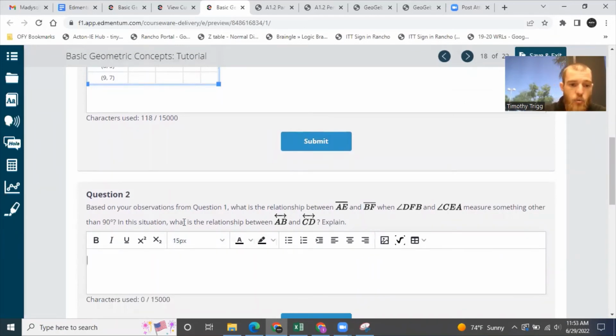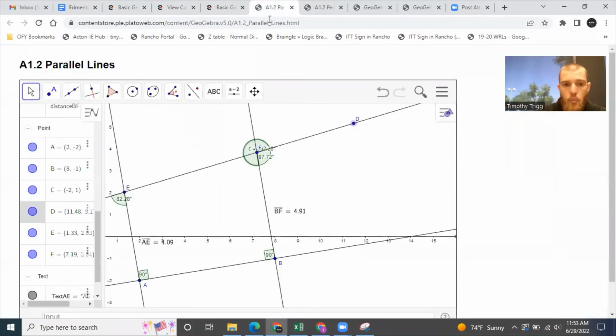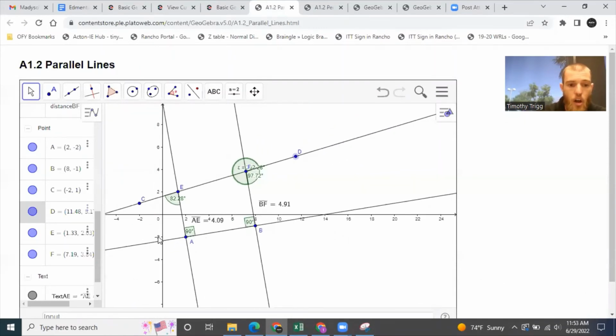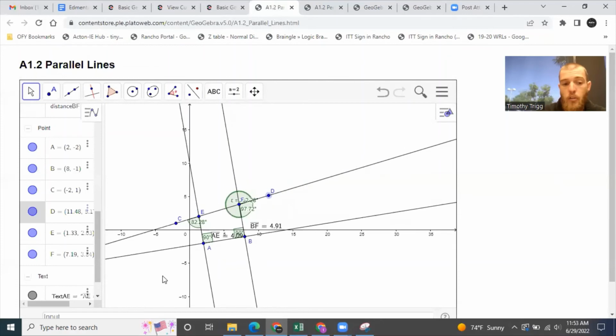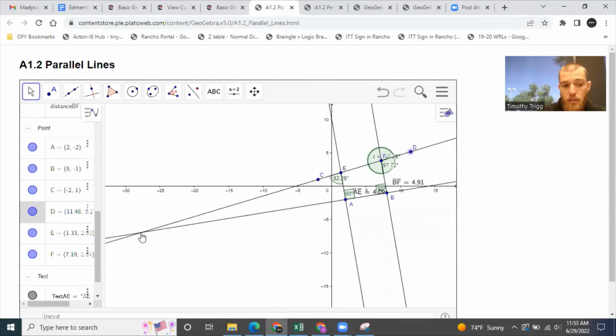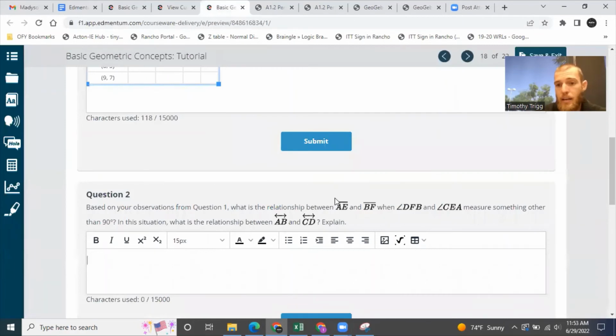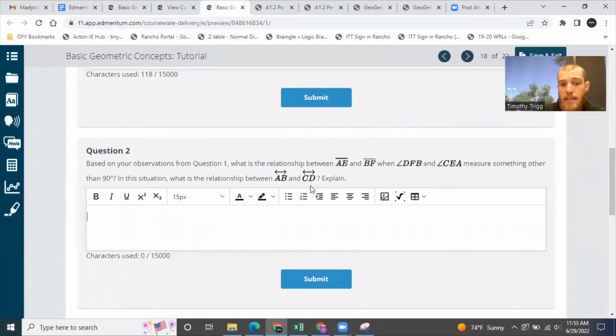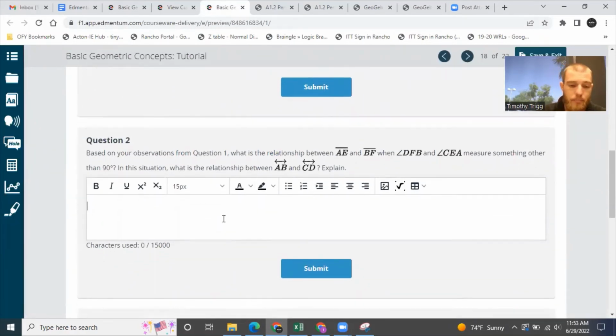And then in this situation, what is the relationship between AB and CD? So when we look at lines AB and CD, are these two lines parallel? Well, no, they're not, because they will cross. You can see over here, they do cross. So when it's not 90 degrees there, then AB and CD are not parallel.